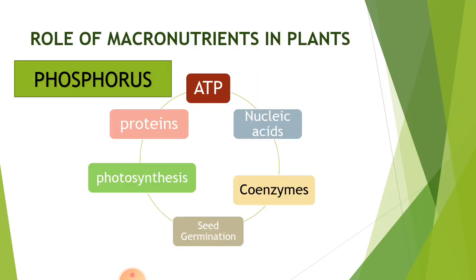Role of macronutrients in plants. We will be discussing the four macronutrients and their roles in plant life. Phosphorus is a component of ATP, nucleic acids and coenzymes, and these are all necessary for seed germination, photosynthesis and protein formation in plants. So this is why phosphorus is so important for the plant. That's why it is categorized as a macronutrient.